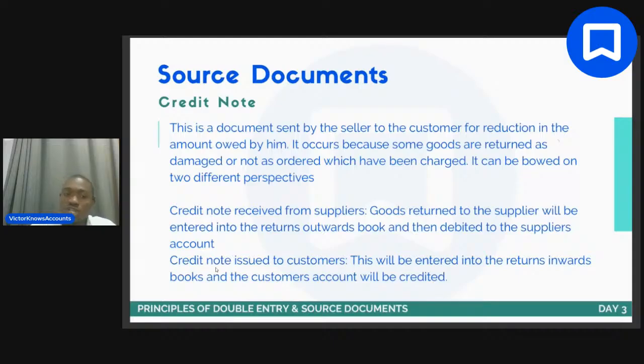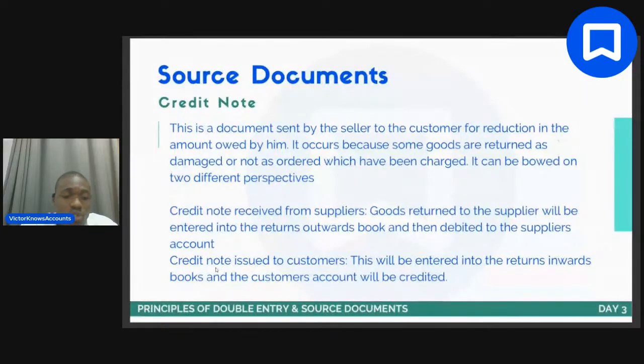Now, when you receive credit note from suppliers, don't forget, before you receive credit notes from suppliers, it means that you have returned goods. So from your own perspective, you are returning goods. You already returned goods outside, so that's returns outwards. So you enter it into return outwards day book. It will be debited into the supplier's account but credited to your returns outward account. Do you understand that? So credit note received from suppliers shows that there is a return outward, that you are returning goods outside. But credit note issued means that there is returns inwards.